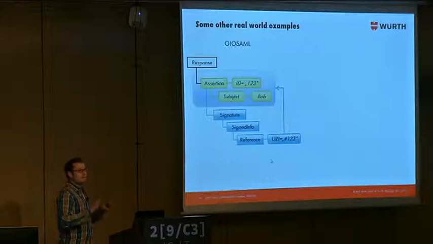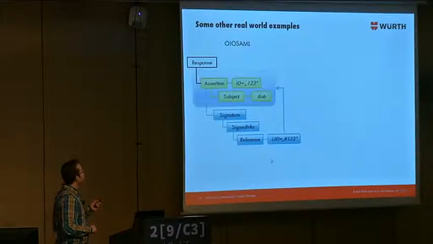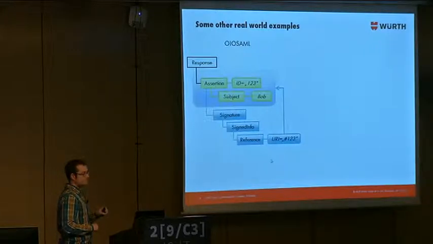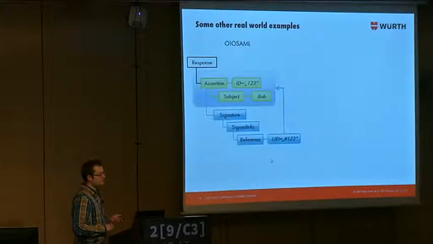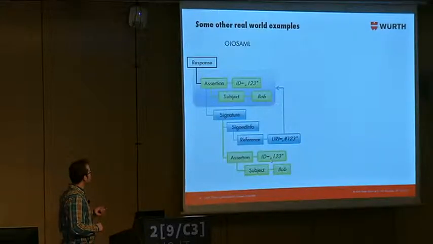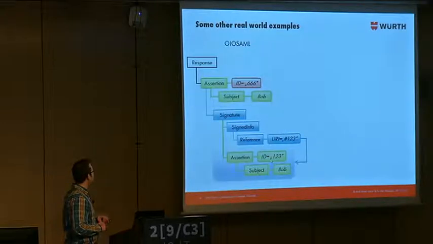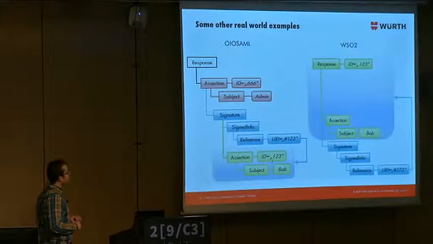So I have some other real-world examples, because you have a vast amount of possible attack vectors. The other example is for OIOSAML, which is a framework from the Dutch state for e-government purposes. In this attack, the attacker simply copied the original assertion into the signature element, then changed the ID, and also changed the content of the original assertion. This also worked.